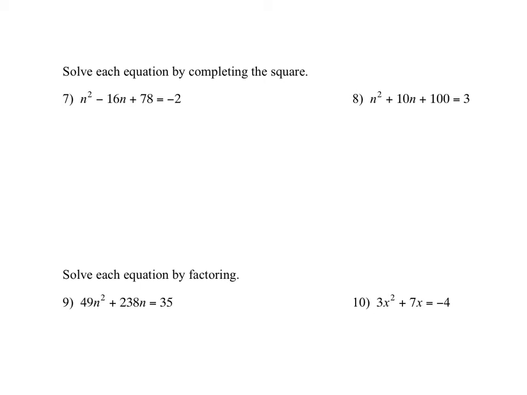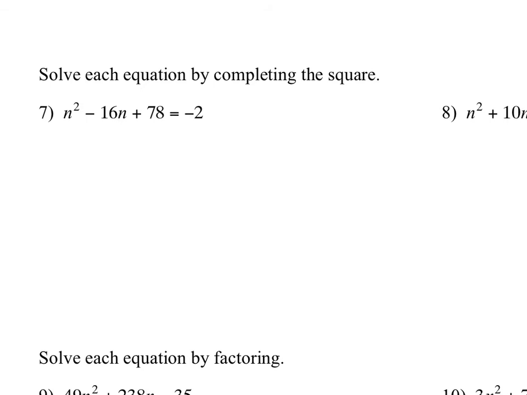All right, so next we're going to complete the square. So I'm going to do one of these problems, and then again, I'll have you check the completed answer key for the worked out solutions for the other part. So the first thing we want to do is we want to move this 78 over. So I'm going to subtract 78 from both sides. That leaves me with n squared minus 16n equals -80.